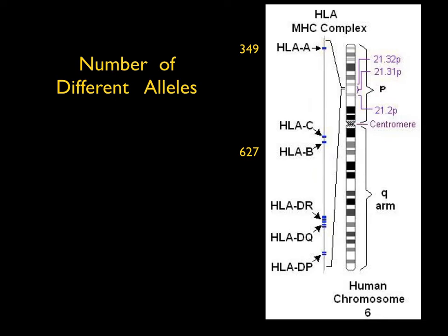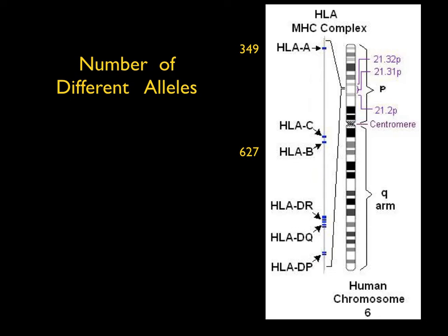HLA-B, there are 620 different kinds of alleles for that particular gene. So, for example, on one of my 2 chromosome 6s, I may have HLA-B type number 600, and you might have HLA-B type number 335, but there are 627 different kinds.